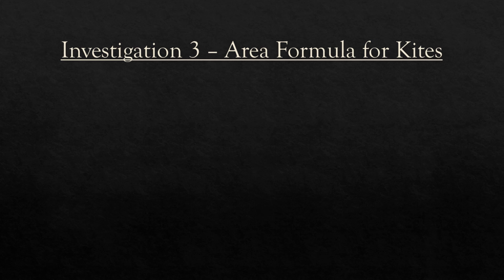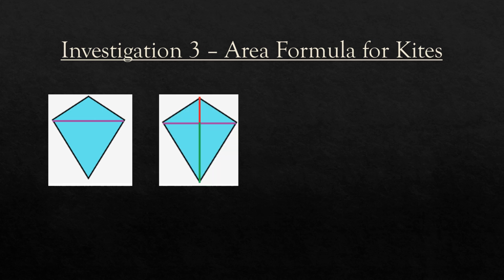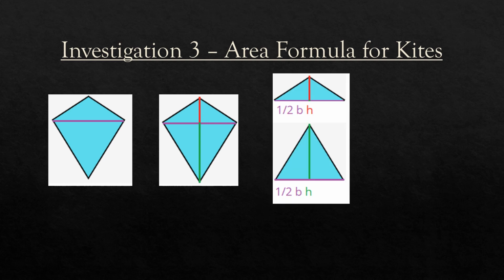Here's how I thought about the area formula for a kite. I thought about how I could divide this kite into two triangles, each with the base that is the purple line. The height of these two triangles would be the red line for one of the triangles and the green line for the second triangle. So if I cut them apart, here's what I have.